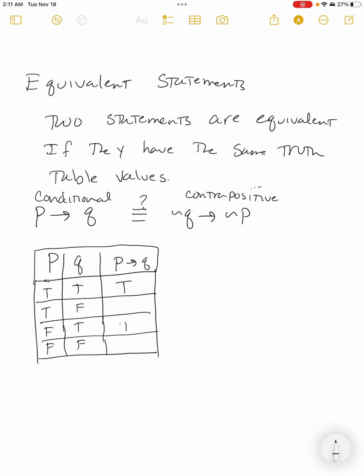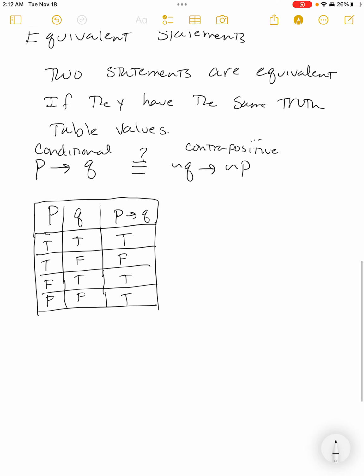Remember, for the conditional, it's almost always true. The only time it's false is when you've met the premise and the conclusion doesn't happen, right? So true implies true is true. True implies false is false. False implies true is true. False implies false is true, right? From what we did back in the last section, actually.